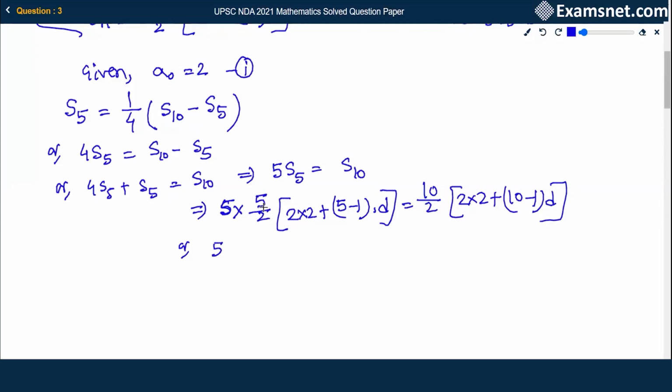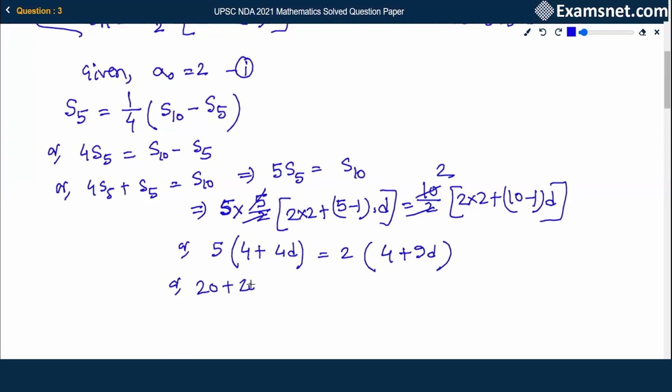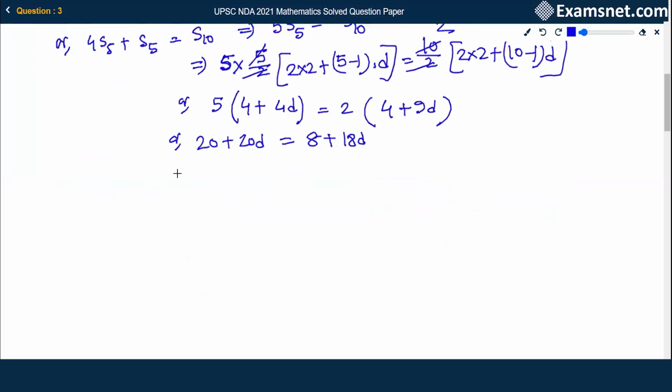5, both 2 got cancelled and 2. So 4 plus 4d, also 2, 4 plus 9d. Drop all the brackets, we will get 20 plus 20d equals to 8 plus 18d, correct? Now 2d and minus 12.